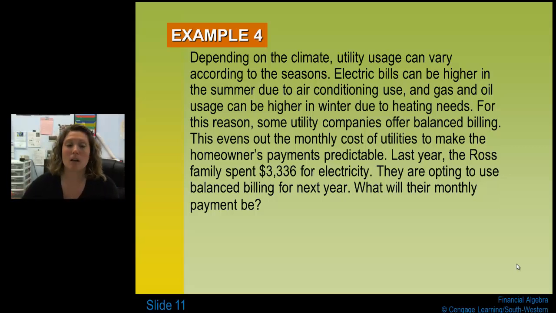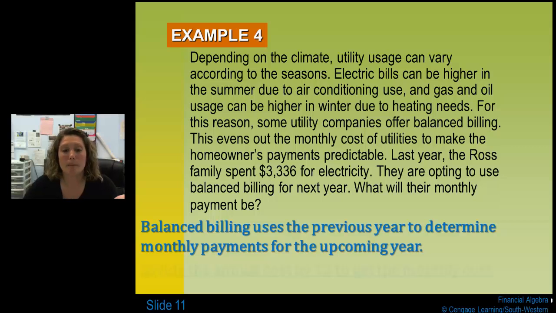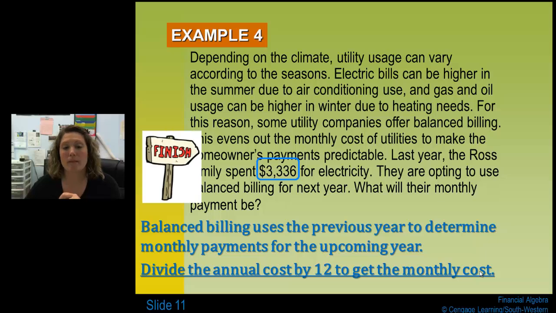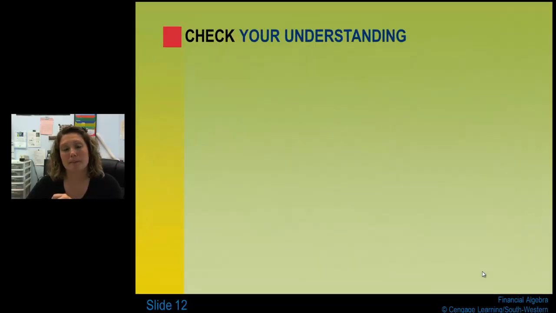There are 12 months in a year. So to do this, you need to divide the annual cost by 12 to get the monthly cost for this year. And then if there's any difference, they'll add that or decrease that from your next year's billing cycle. So you need to take this $3,336, divide that by 12 to get what they pay per month this year for their billing. So go ahead and finish this question in your notes, please.